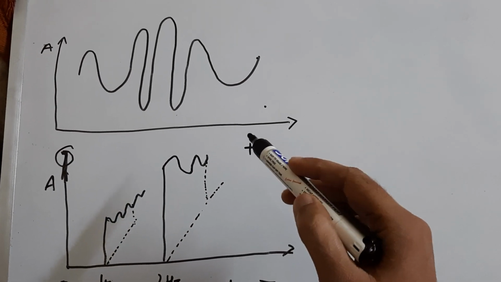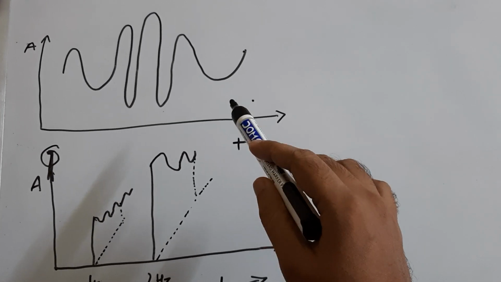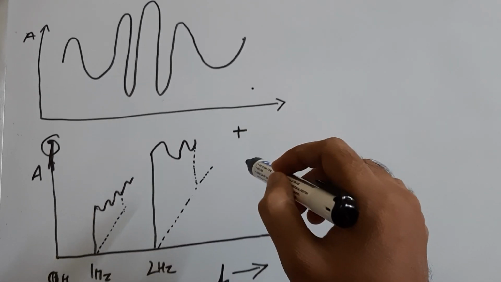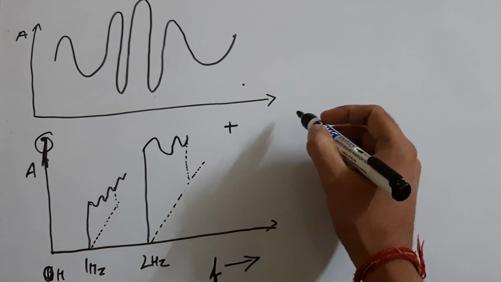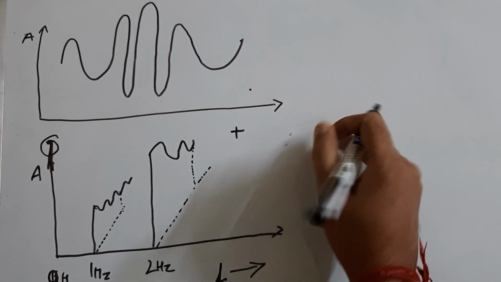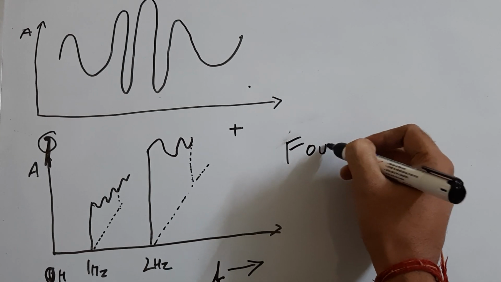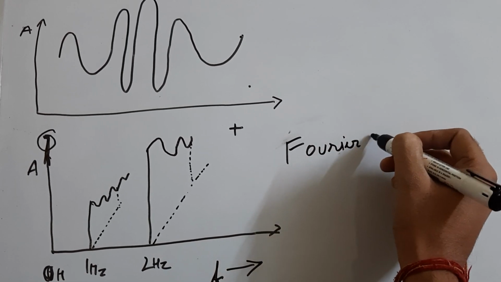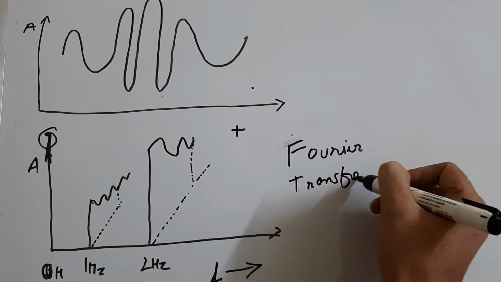Now this mapping from the real domain, time domain, to the frequency domain is done using the discrete Fourier transform.